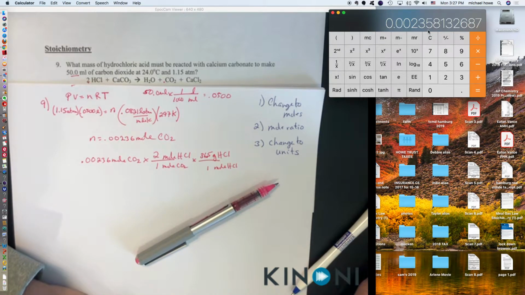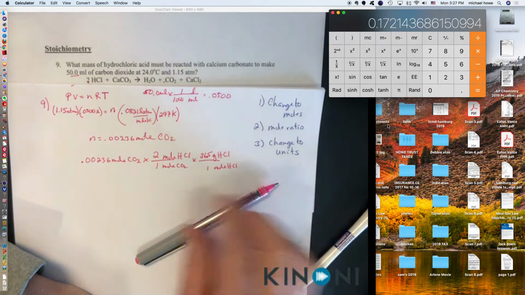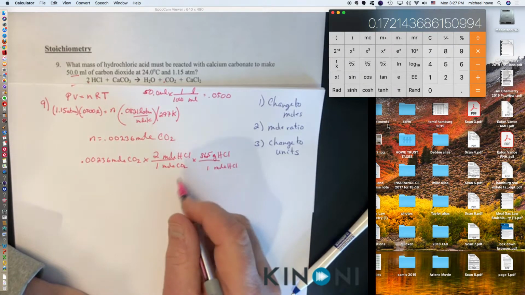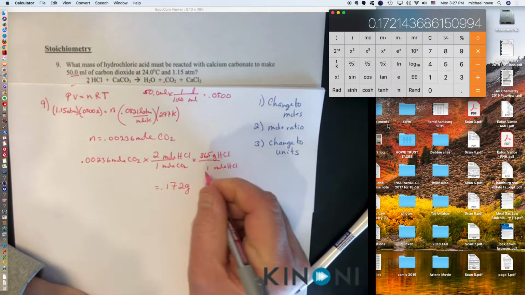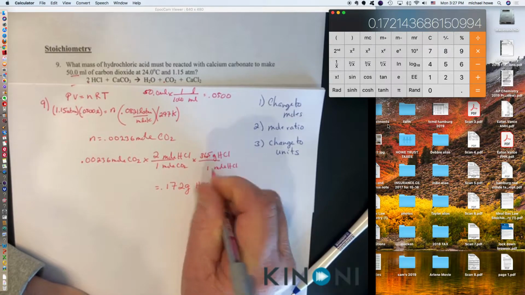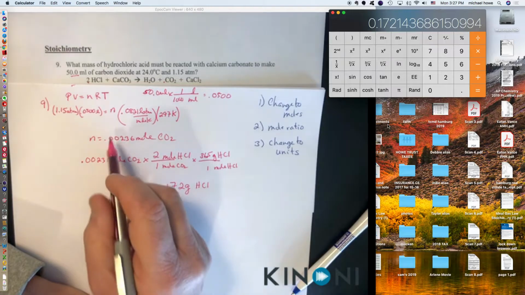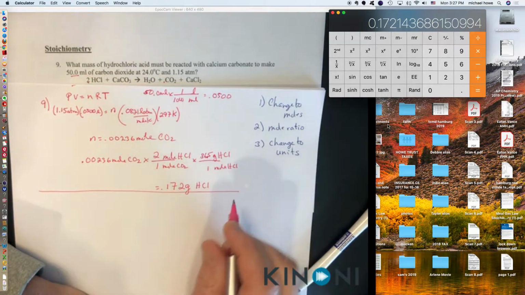So I'll go ahead and take this number. Technically, you should round at the end to the appropriate number of significant figures. So I'm going to multiply that by 2, multiply that by 36.5. There's nothing on the bottom to divide by. So the answer is 0.172 grams of HCl. Remember that these numbers do not limit your sig figs because they are definitions. They're exact numbers. It's exactly a 2-to-1 ratio. That's the end of question 1.